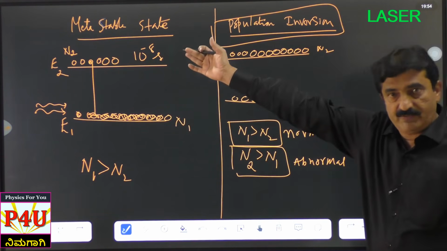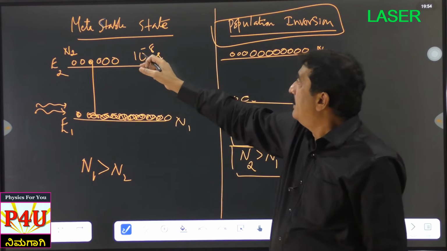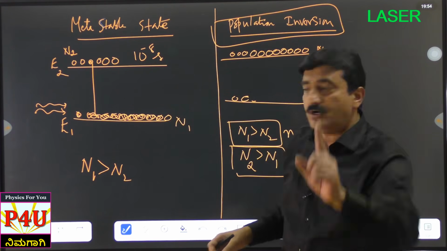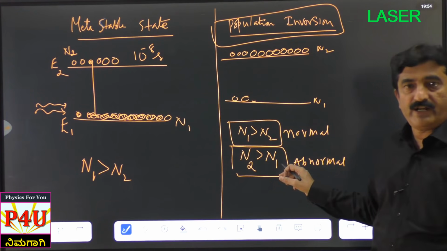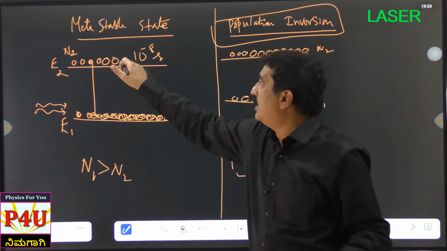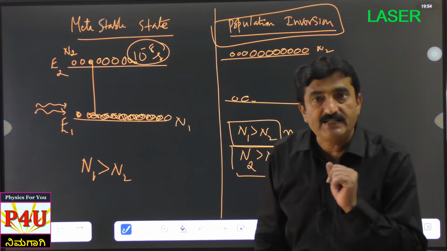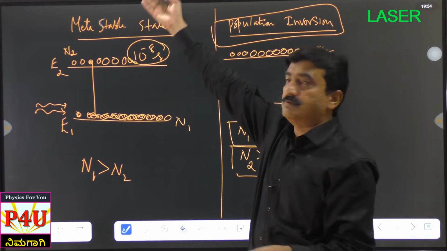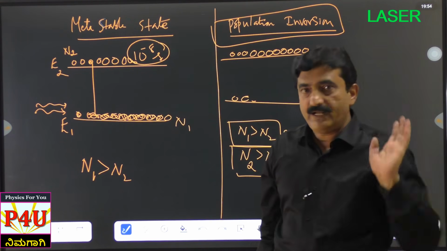So metastable state. When you pump them, they will go to the higher level. Within no time they will fall down to the ground state. But I want to achieve N2 greater than N1. If at all you want to have more number of atoms here, you must achieve it within 10 power minus 8 second. Within 10 power minus 8 second you have to send all the atoms, that fast. But it is practically not possible.